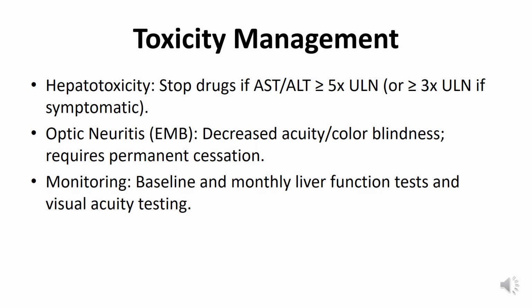Another important toxicity to watch for is optic neuritis. This condition is most commonly associated with ethambutol, often abbreviated as EMB. Optic neuritis affects the optic nerve, which carries visual information from the eye to the brain. Damage to this nerve can interfere with normal vision. Patients may notice blurred vision or reduced visual sharpness. Colors may also appear faded or difficult to distinguish, especially shades of red and green.